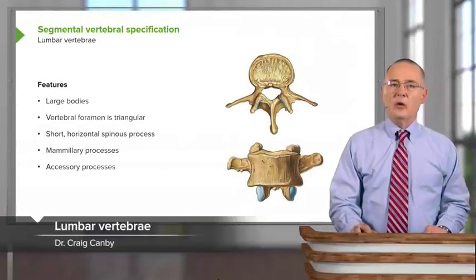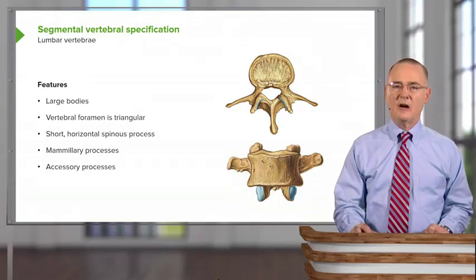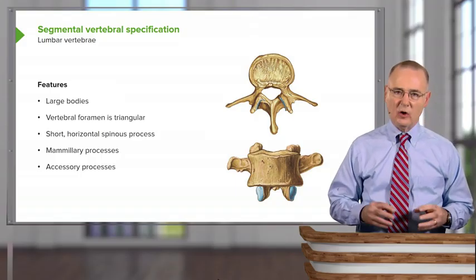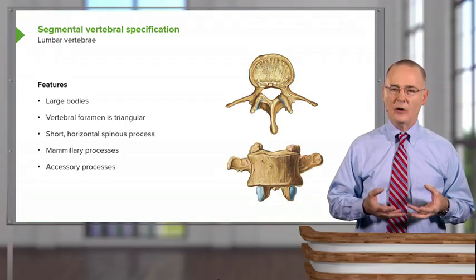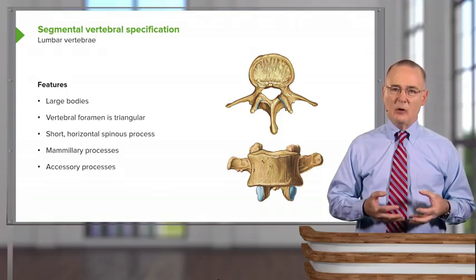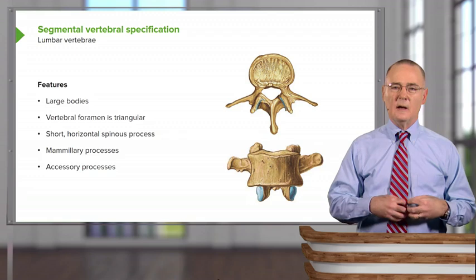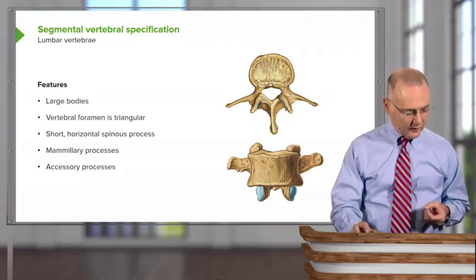Next, let's take a look at the segmental vertebral specification for our lumbar vertebrae. Once you get into the lumbar area, a most obvious structural change is that the vertebral bodies get even larger than what we saw above this particular segmental level. The reason that these vertebral bodies have to become much more massive is that they're supporting a greater weight of the body as gravity pulls those forces inferiorly.